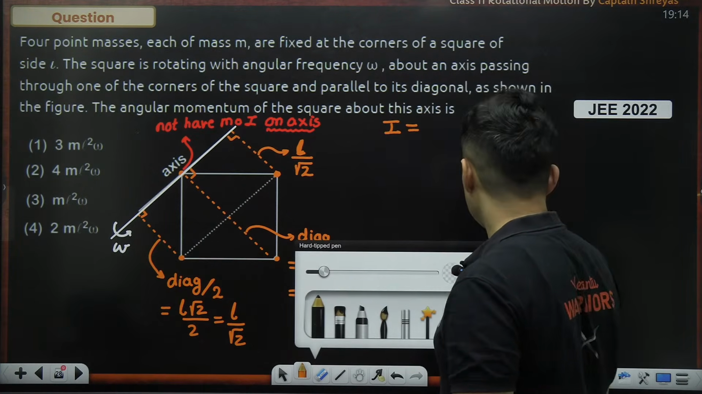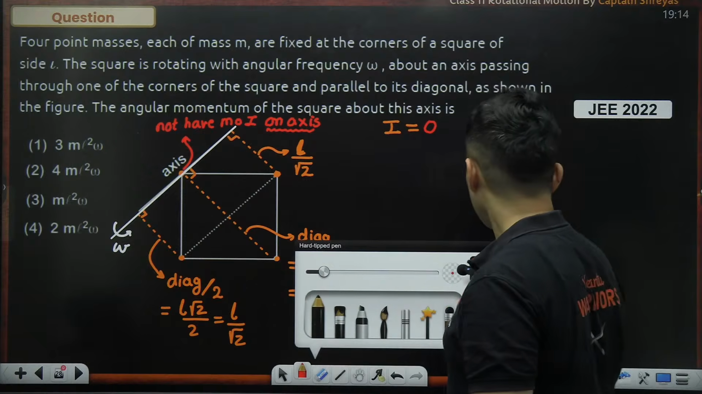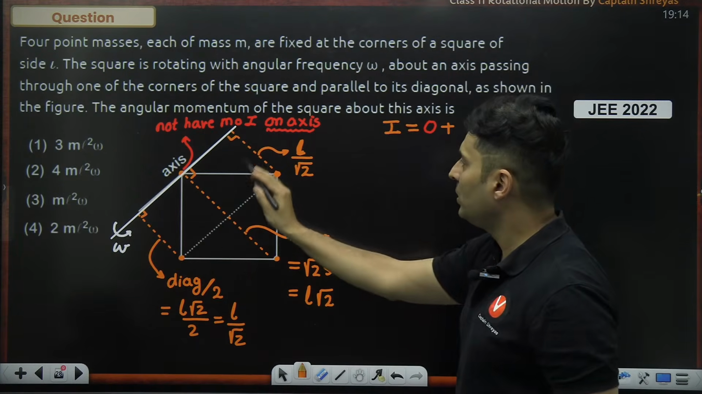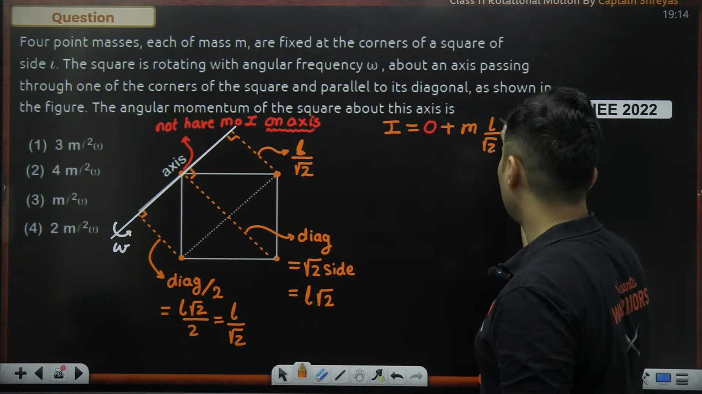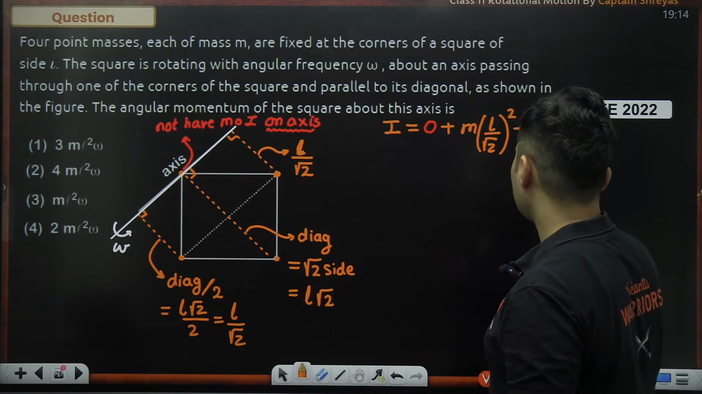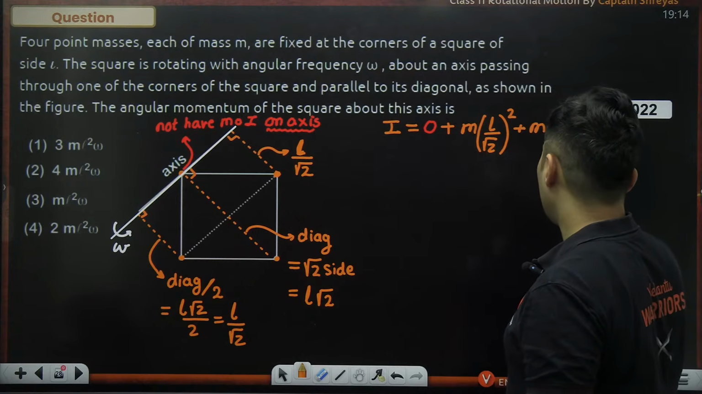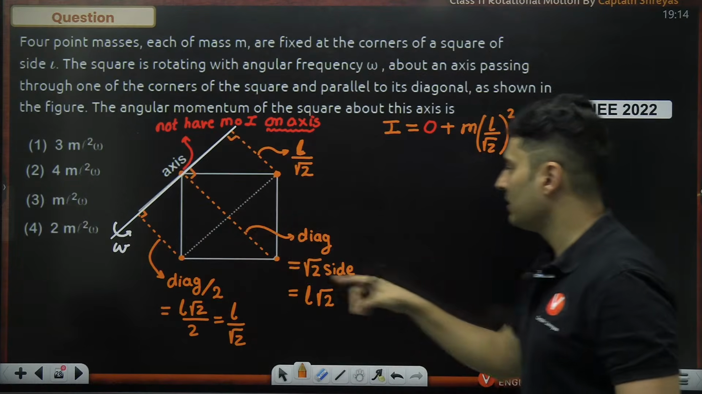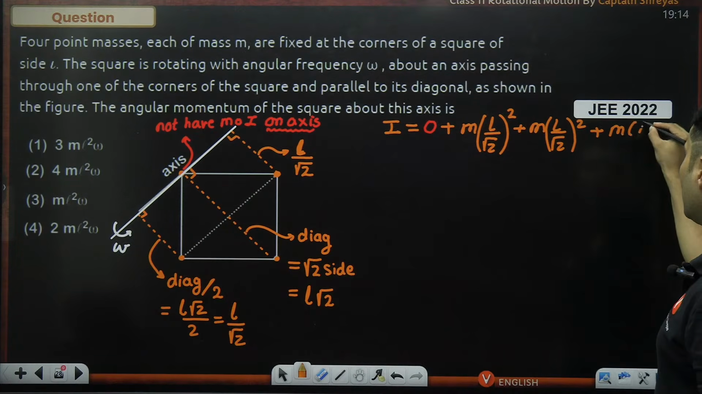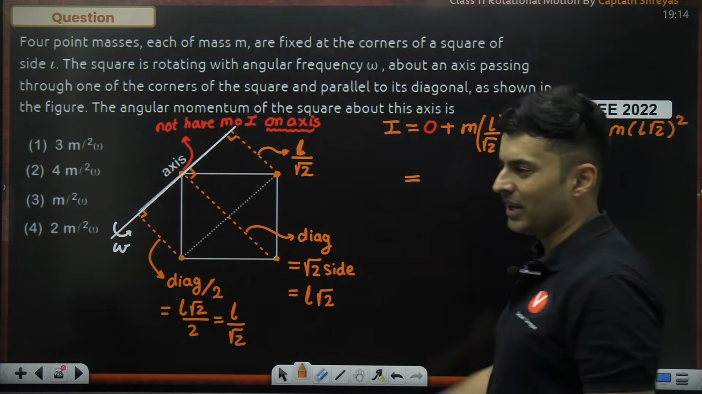First mass has no contribution, so 0, plus m into L square, mass into L by root 2 whole square, plus m into L by root 2 whole square. Second mass also done. This is the third mass now. So m into L root 2 whole square. Summation of mr square. That's all.